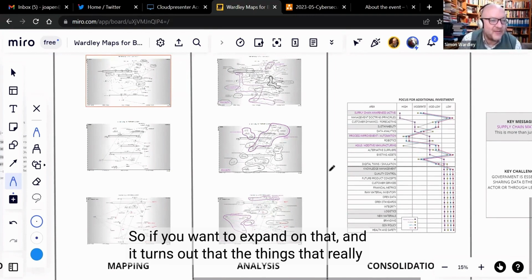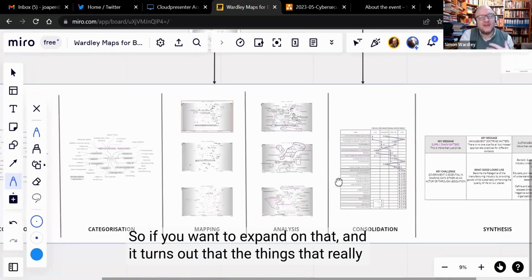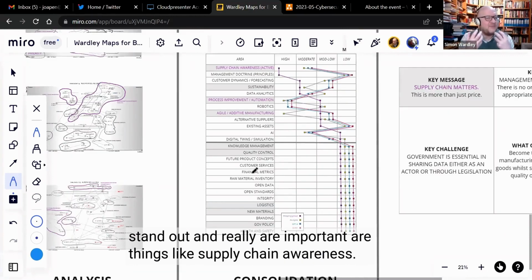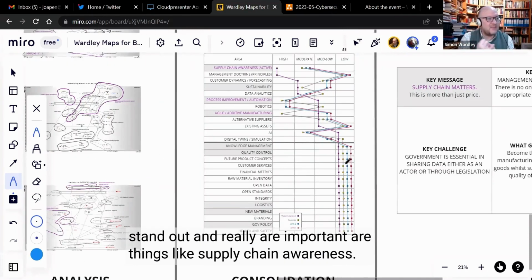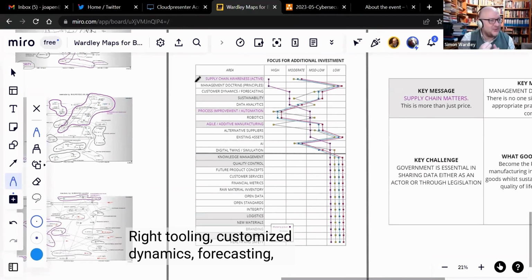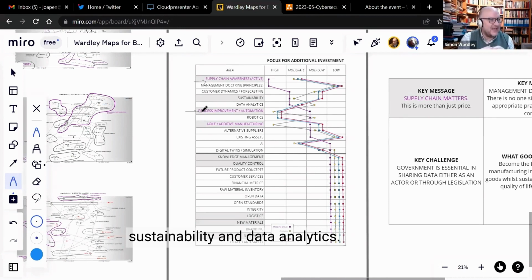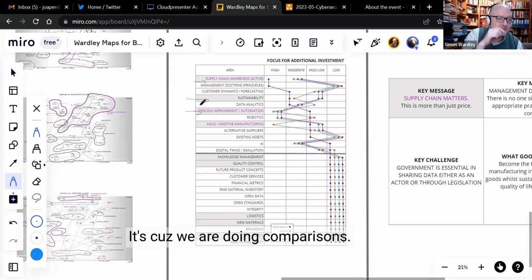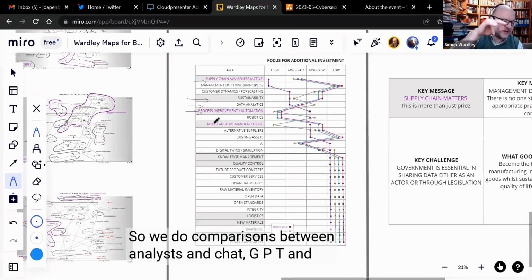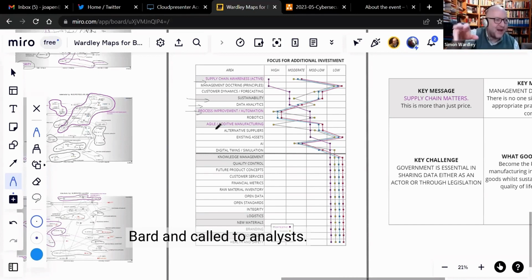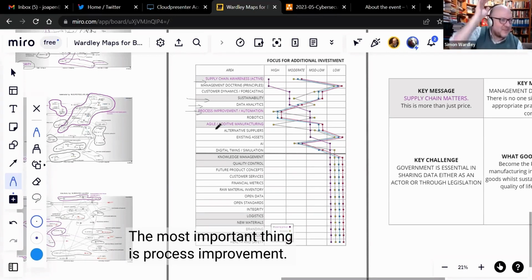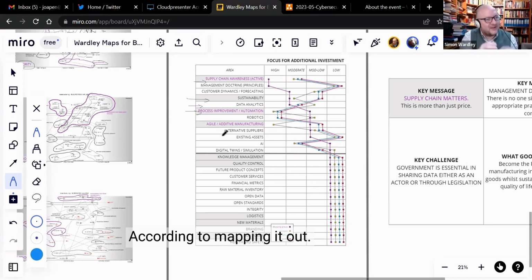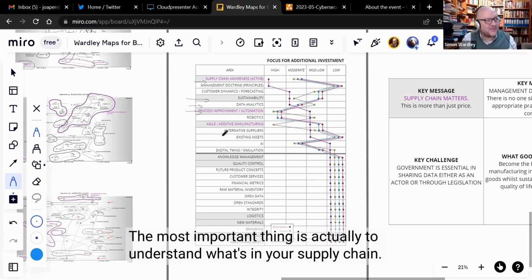So if you want to expand on that, it turns out that the things that really stand out and really are important are things like supply chain awareness, right tooling, customer dynamics forecasting, sustainability, and data analytics. Now, there's a couple of other dots here. It's because we're doing comparison. So we do comparison between analysts and ChatGPT and Bard. And according to analysts, the most important thing is process improvement. According to mapping it out, the most important thing is actually to understand what's in your supply chain.